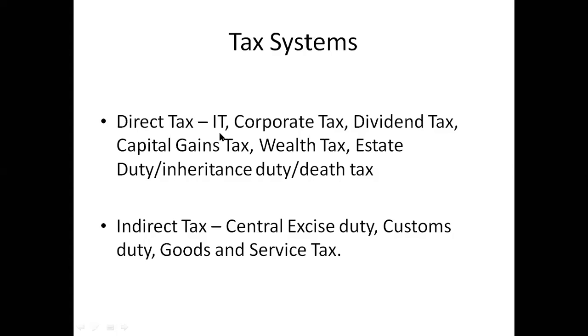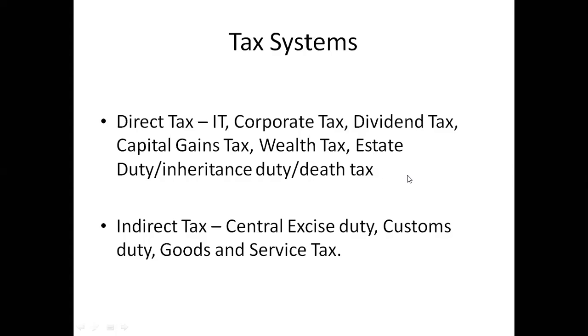So the first one is income tax, IT. Then corporate tax or company tax. In addition to the corporate tax of 30%, every company has to pay dividend tax. The dividend tax is 10%. So for the dividend payable to the shareholders, the company also has to pay dividend tax. The next one is capital gains tax. Next is wealth tax, and another one is estate duty, or inheritance duty, or death tax.